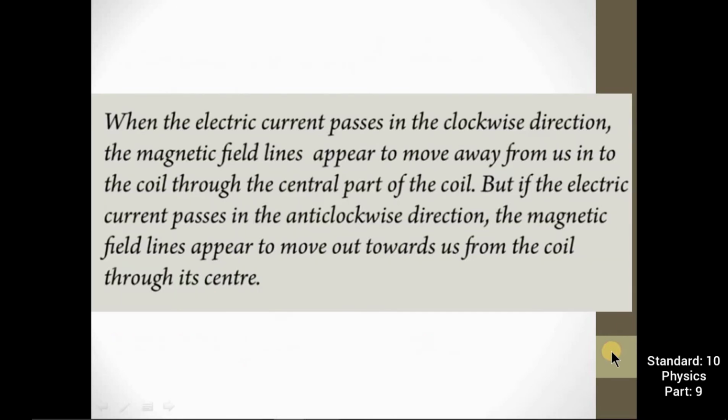Right. So this is the sentence. When the electric current is passing in the clockwise direction, magnetic field lines appear to move away from us. If the current passes in the anti-clockwise direction, then we have to go to the other side, and the lines move out from the coil, in the center of the coil. Right? Write these lines down.